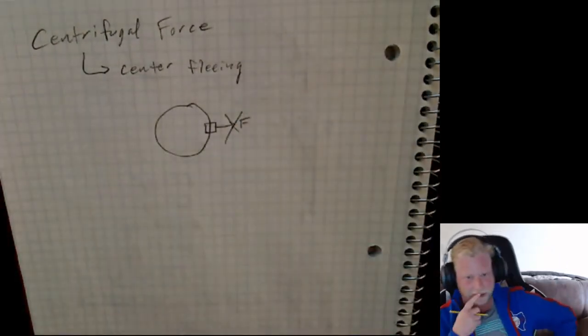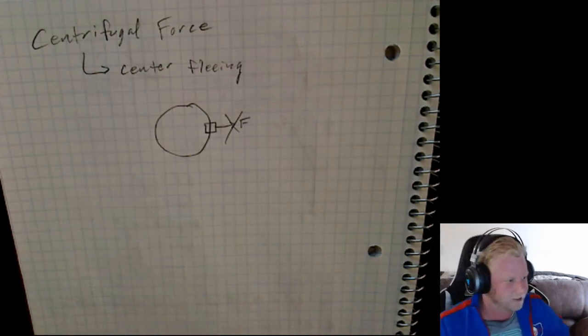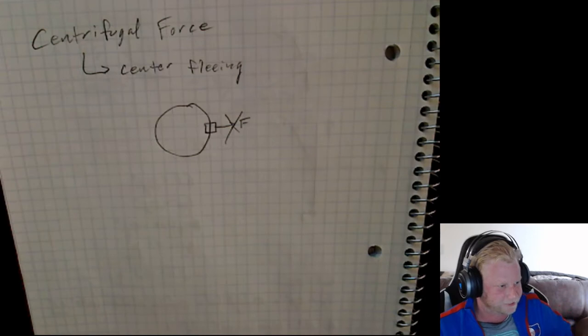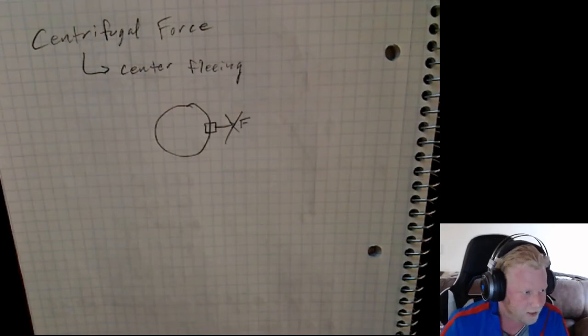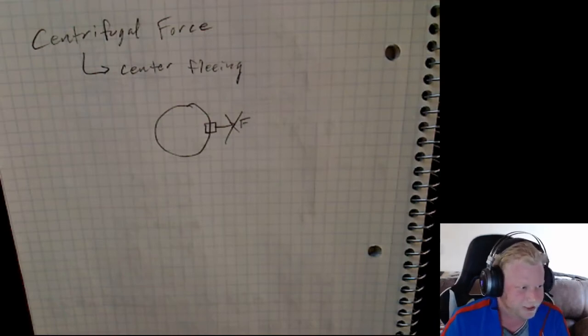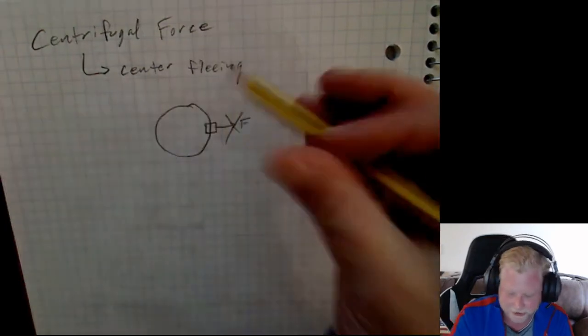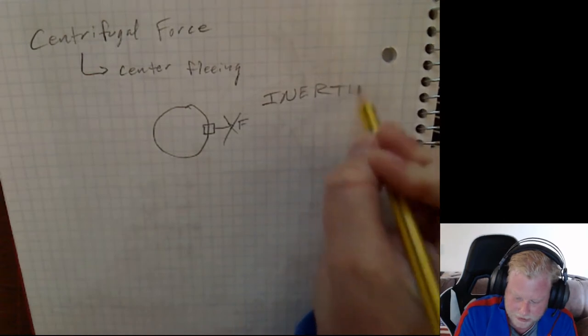It doesn't exist. So take, for instance, the last time you were on a merry-go-round, and it's spinning really fast. It kind of feels like something's grabbed the back of you and is trying to pull you off of that merry-go-round, right? Well, that's not the case. The reason people believe that centrifugal force is real is because what they're really experiencing is inertia.